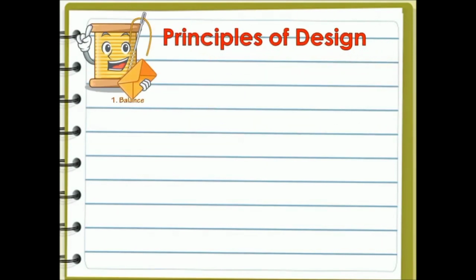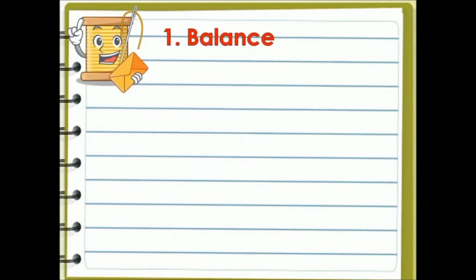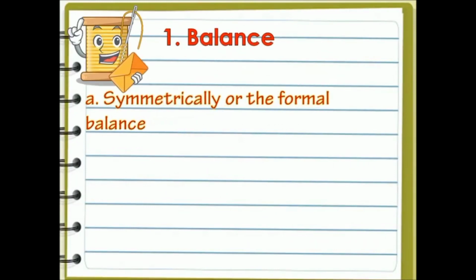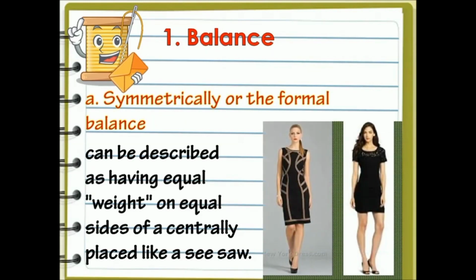So first, we have balance. It gives a sense of equilibrium, giving a feeling of equal attraction on both sides of a central line. Under balance, we have symmetrical or formal balance. It can be described as having equal weight and equal size, centrally placed, like a seesaw. The picture shown is an example of symmetrical or formal balance.